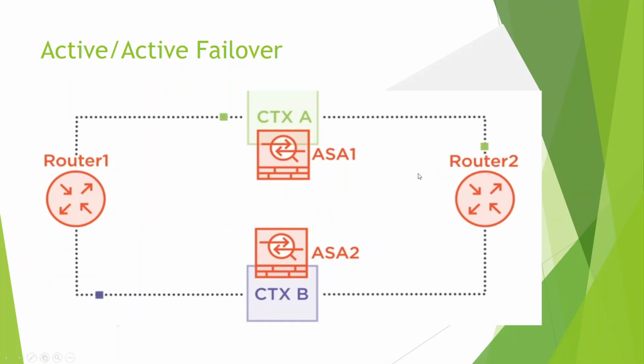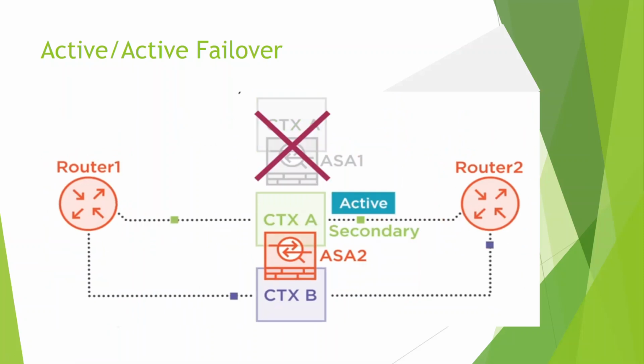And if for some reason ASA1 were to fail, CTX-A over on ASA2 would then become active, and those traffic flows that were being sent across ASA1 are now going to be sent through ASA2, and it will take all the traffic at this point. But again, it offers us high availability. So that's just a brief look at how active active failover would function.